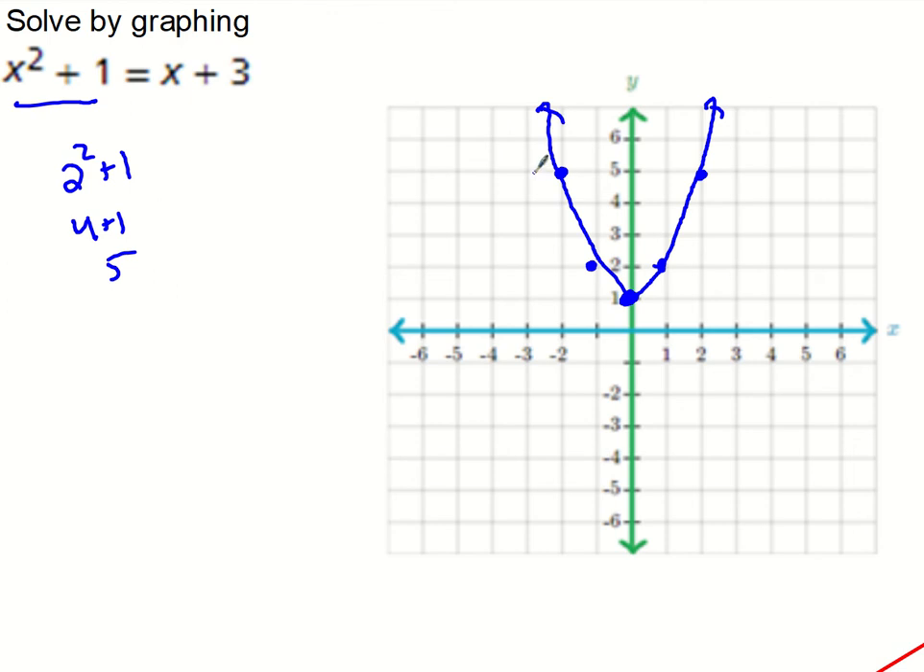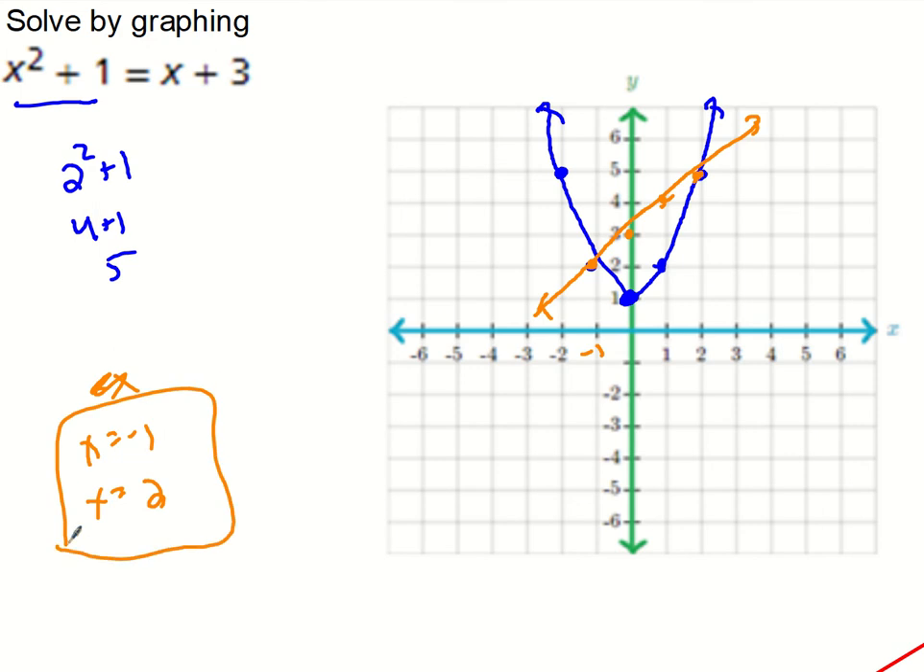Okay, now what I want to do is also graph my other line, x plus 3. It starts at 3 here, up 1 over 1, there's one solution, there's the other solution right there. That's always nice when it works out so beautifully. As we know, that doesn't happen all the time. My x values and my solutions are -1 and +2. So x equals -1, x equals +2.